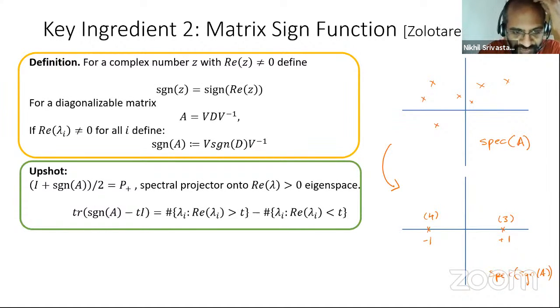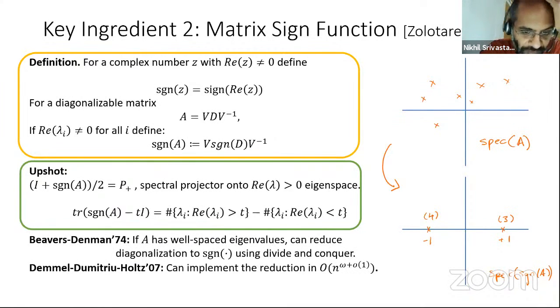Moreover, if you can compute the sine function, then by computing traces of shifts of the matrix, you can count the number of eigenvalues to the right of any vertical line and to the left. You can count the difference between these two numbers. And so this suggests that you can do some kind of binary search and have a divide and conquer algorithm. This is the idea of Beavers and Denman from 1974. What they observed is that if A has well enough spaced eigenvalues, then you can reduce diagonalization to sine function computation using divide and conquer. You can find a line that cuts the spectrum in a way that roughly the same number of eigenvalues are on both sides. And then you can compute these projectors and you can somehow recurse.